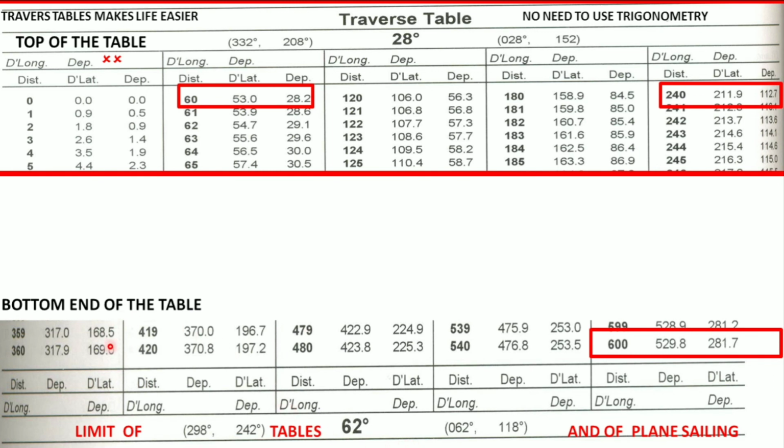Now, this is the end of the table, which we have talked about is the limit of plain sailing, 600 miles. So the tables start from distance of 0 up to 600 miles. So plain sailing ends at 600 miles. After 600 miles, we do not talk about plain sailing. Then we get down to Mercator sailing.